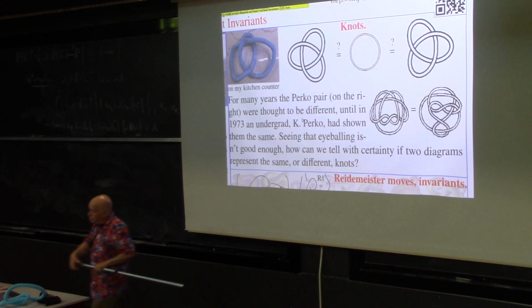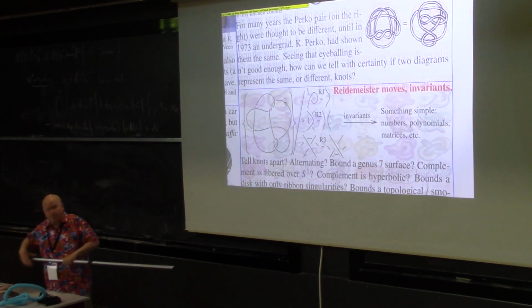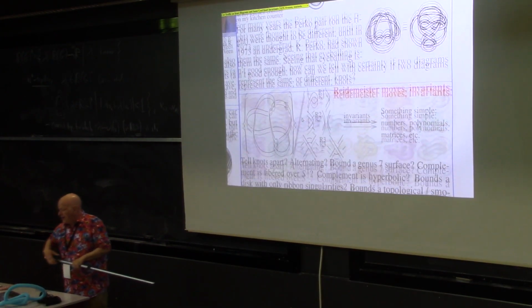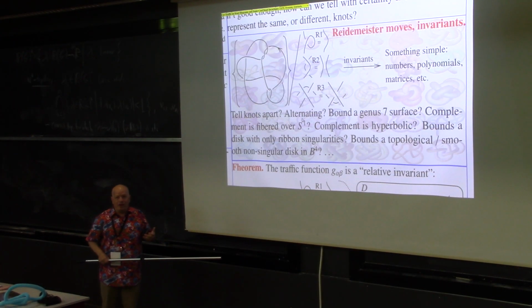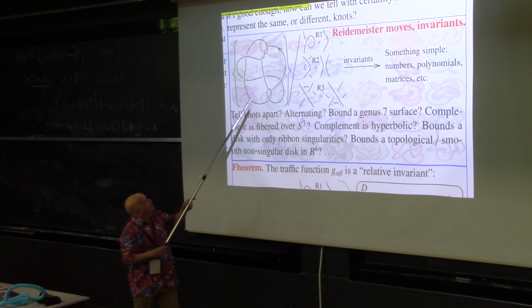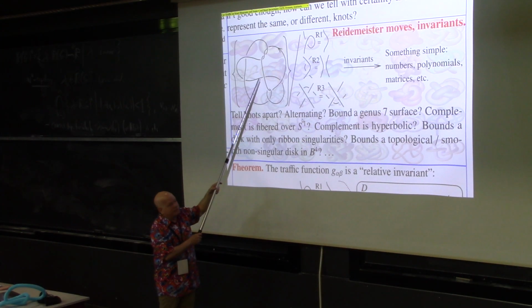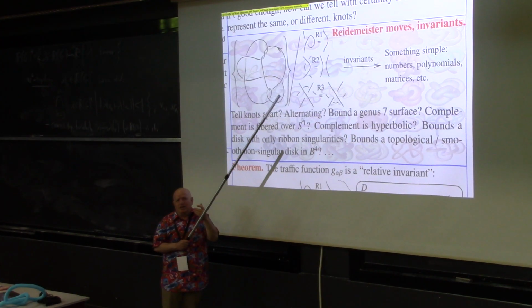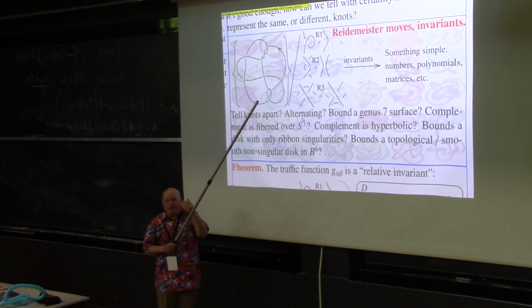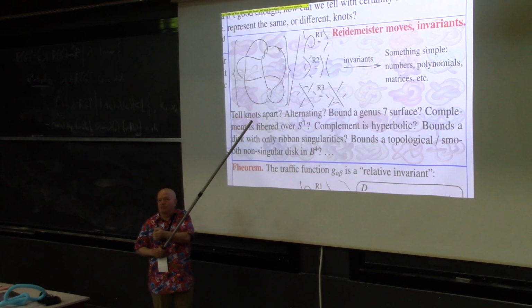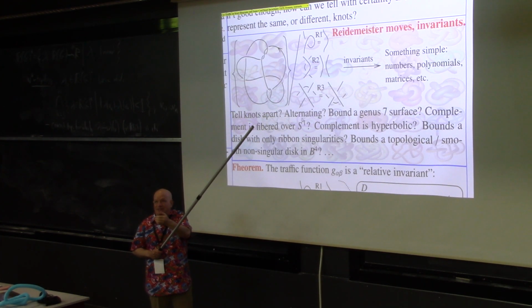Okay? But how do you show that two things are different? For example, if you want to show that this is different than that, then what you do is you find an invariant. So an invariant is a function defined on knot diagrams, so defined on pictures of knots, and if you want it to be interesting, it better be relatively easy to compute and with values in things that are easy to tell apart. For example, numbers. Okay?